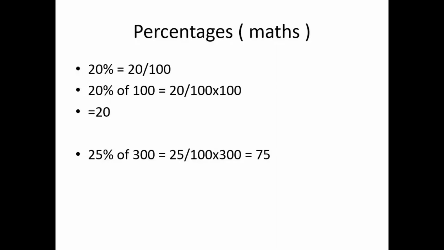So this is the calculation that I would do. 20 over 100, 20 out of 100, times the amount that I've got. I've just done the example of £100, so I've ended up with 20. If my percentages were different, let's say I wanted 25% of £300, 25 over 100.